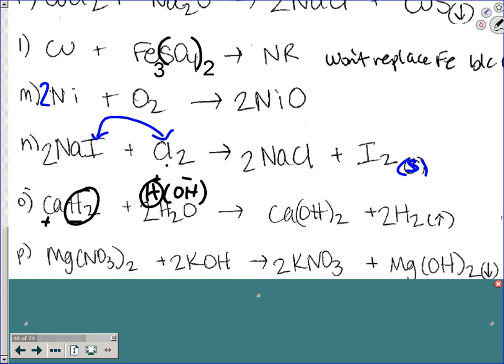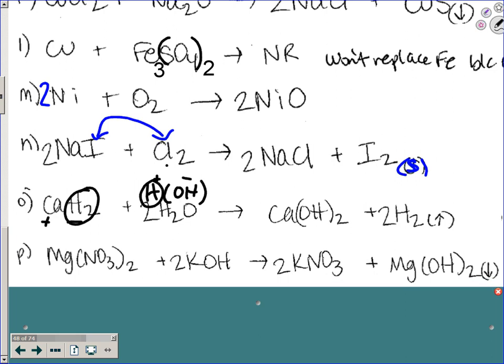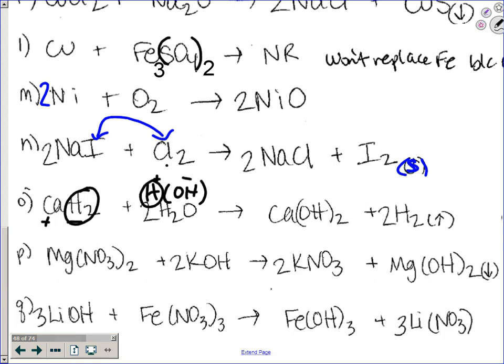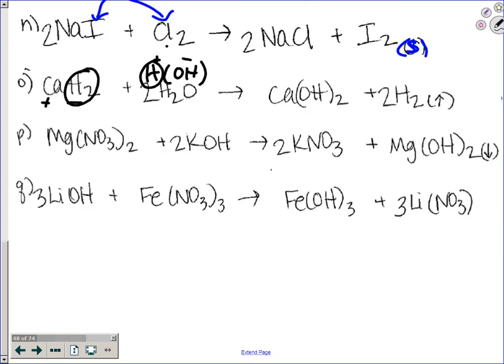I am going a little fast on this simply because one, you should have already had these done, and two, it's easy to check them once you have them done. So magnesium nitrate and potassium hydroxide, what kind of reaction? Double replacement, and with that double replacement, we make potassium nitrate and magnesium hydroxide. A lot of hydroxides are insoluble, and magnesium hydroxide falls in that category, so this should be a precipitate.